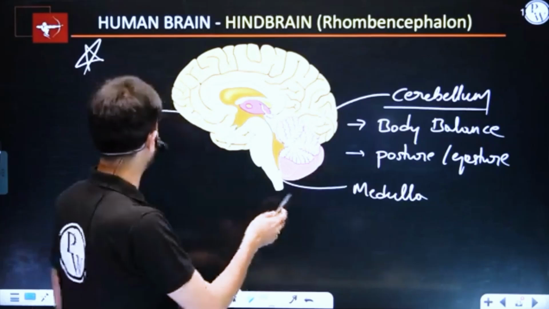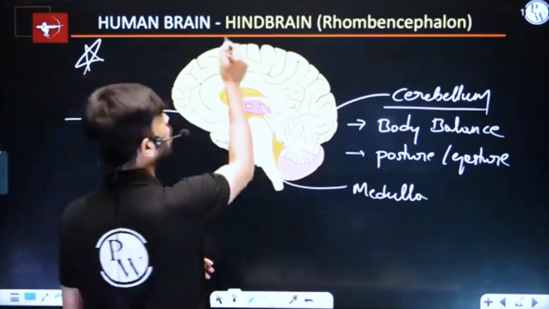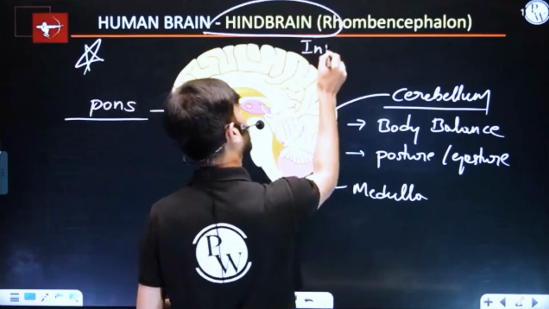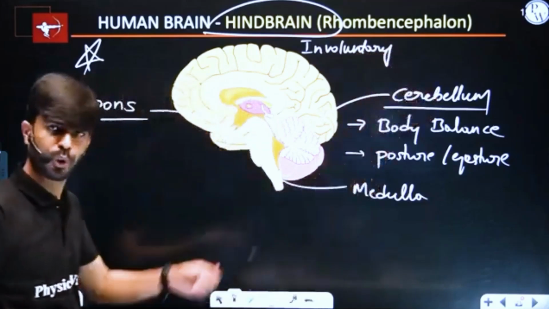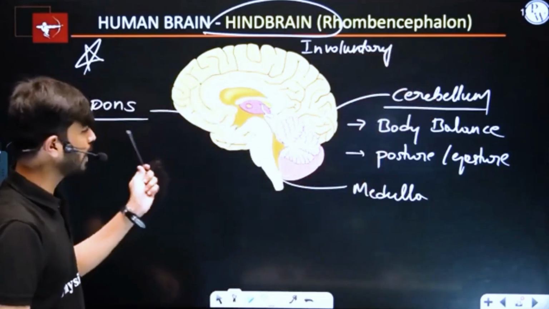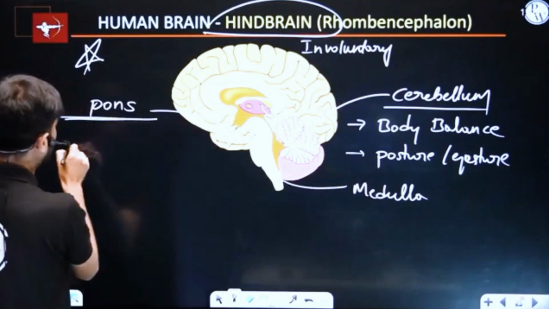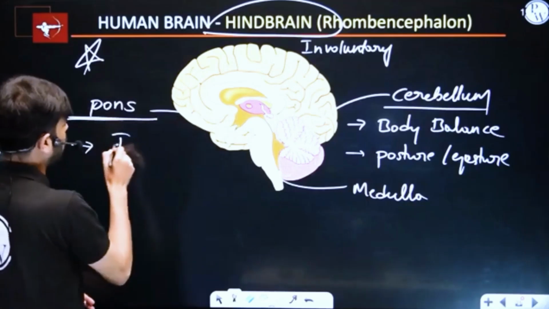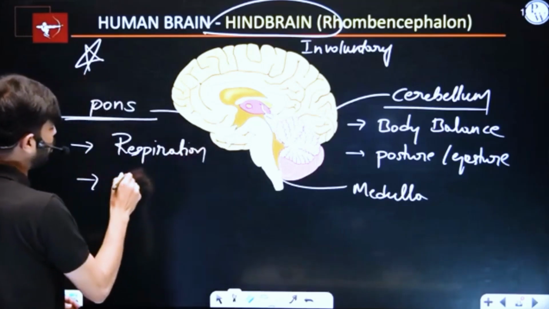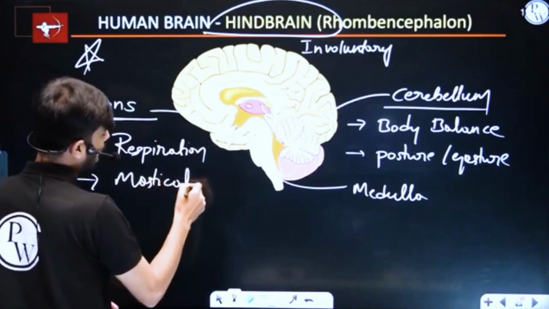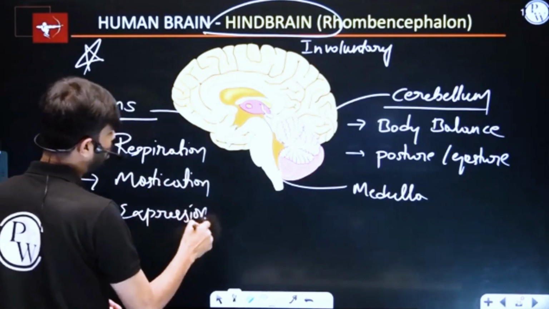Okay, so when it comes to the pons varolii, actually most of the hindbrain is responsible for controlling involuntary activities, except the cerebellum, which also does it. But when it comes to the medulla oblongata, these control involuntary activities only. So for example, the pons varolii is responsible for regulating or controlling respiration, controlling mastication, and also controlling facial expression. Look here, three functions.